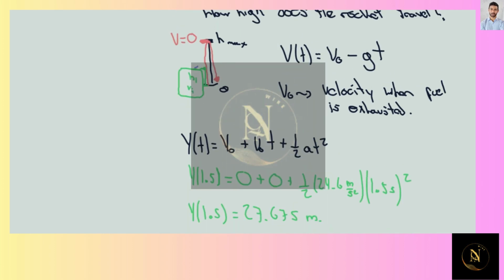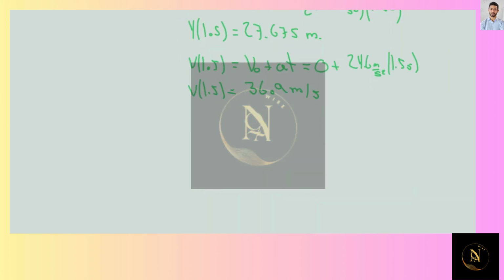Now we're going to consider the free fall movement after the fuel runs out. So for that section, the y as a function of time is going to be equal to the initial height, which is going to be y at 1.5, plus initial velocity, the velocity at 1.5 times t, minus 1/2 of gravity times t squared.